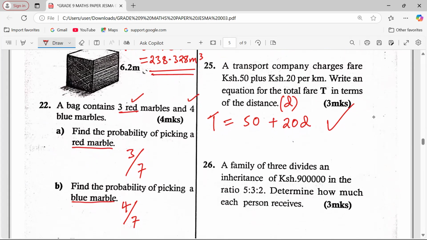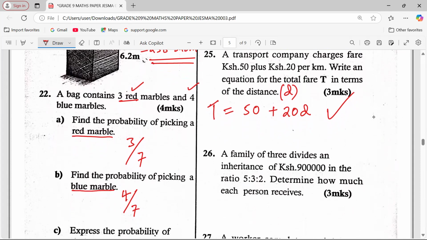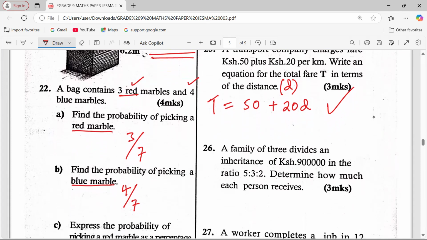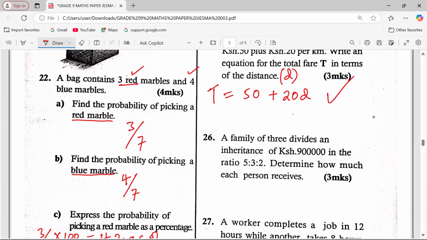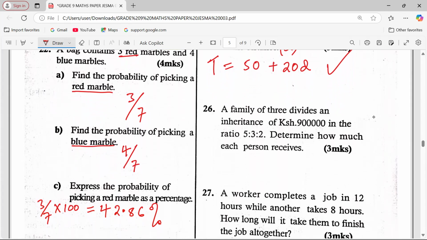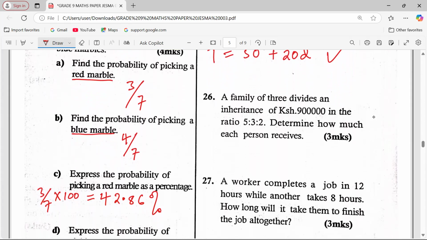Remember, any other abbreviation in mathematics can be used to represent distance. Look at number 26 now, again on ratios.